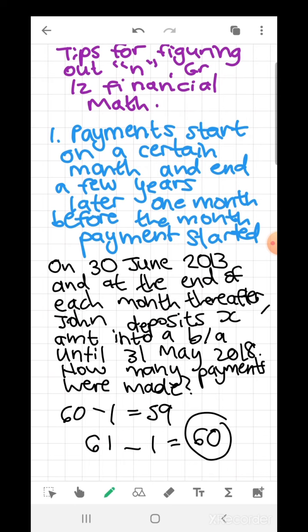So if they're saying the payments are starting in August of 2013, he took the loan out in August 2013, or he makes the payment on the same day he took out the loan. He makes the payment on the 20th of August 2013, and he makes a deposit every month until July of 2014.